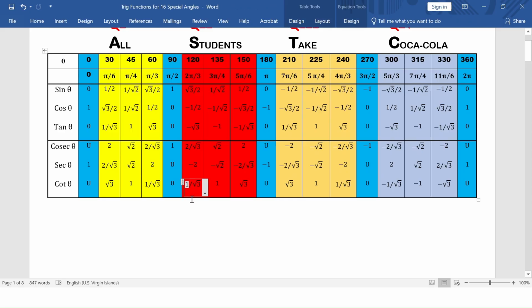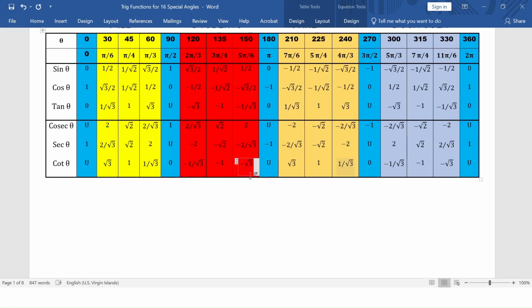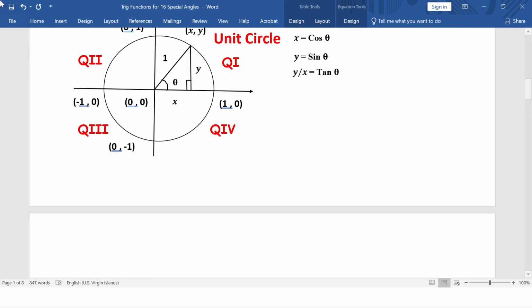Students, which means this one must have, yeah, negative. Again, this one must be negative. This one also must be negative. I just made a mistake here, I just forgot. Okay, so save.